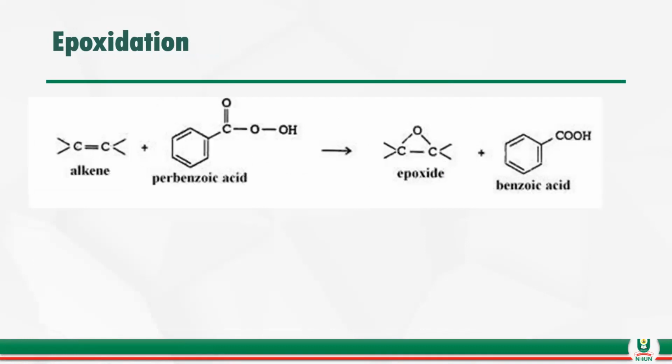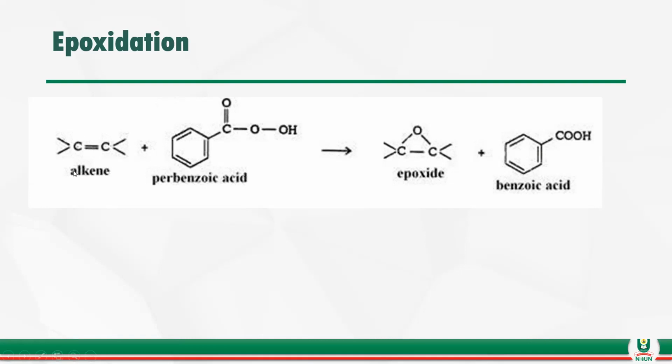Epoxidation. In epoxidation, an epoxide is formed by the reaction of alkene with what is called per-acid. A per-acid is a carboxylic acid that contains extra oxygen. Remember, normal carboxylic acid is CO2H, but in per-acid, you have CO3H. So a per-acid has 1 oxygen more than a normal carboxylic acid.